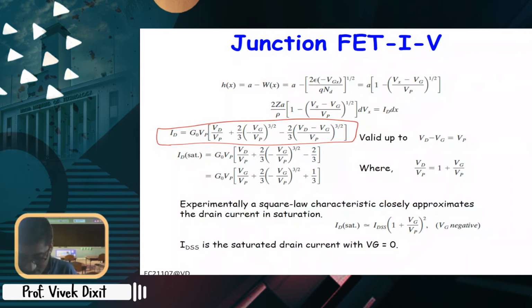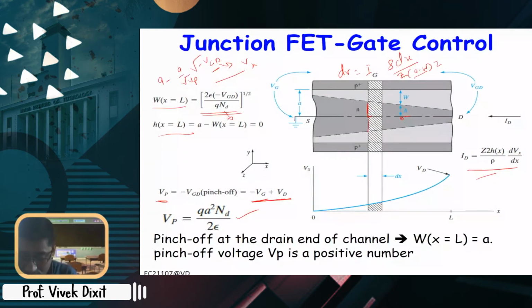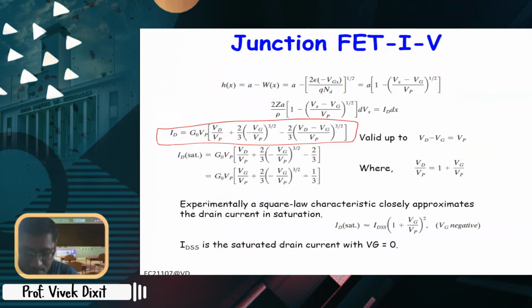Where G0 is given by, okay, you can basically see here, if you compare this one, G0 will be your 2ZA by rho L, right? 2ZA by rho L. It's a maximum, sorry, we have maximum conductance or the minimum resistance. So now it will increase only up to when there is no pinch off. Once pinch off occurs, that value will be fixed.